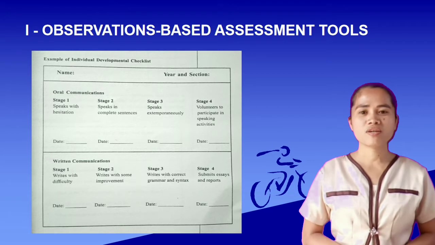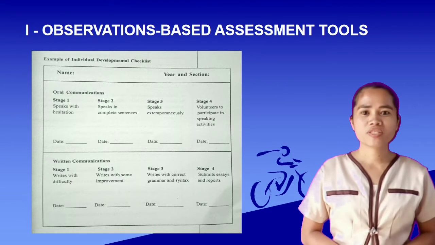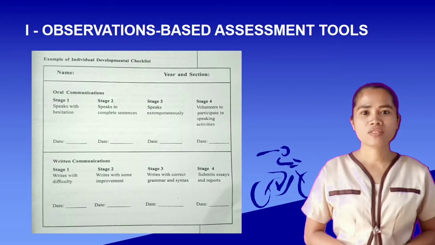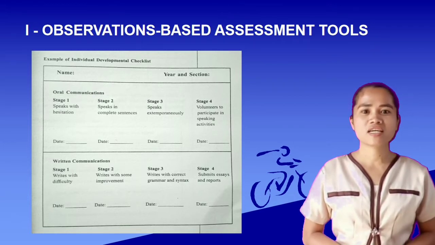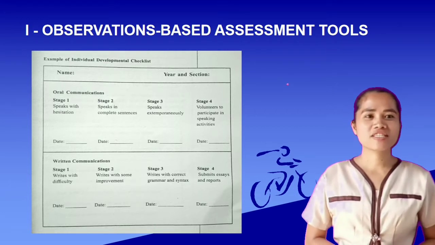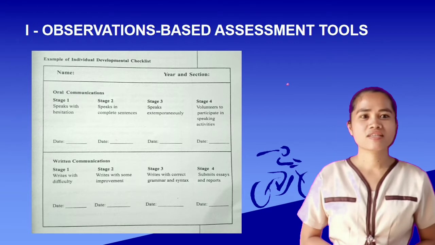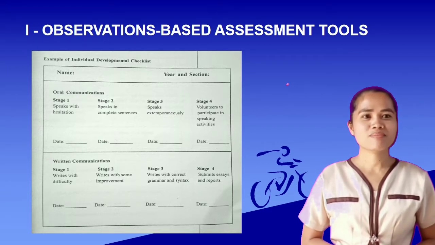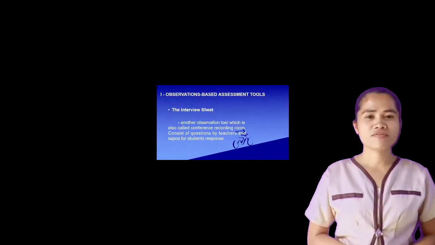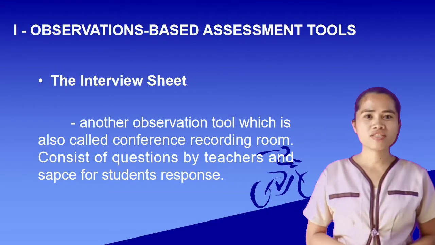And the same with written communication, we have stage 1, which is writes with difficulty; stage 2, writes with some improvement; stage 3, writes with correct grammar and syntax; and stage 4, submits essays and reports. Also, in this kind of developmental checklist, it must not be observed once, but on a regular basis within a year to determine the growth of the student.